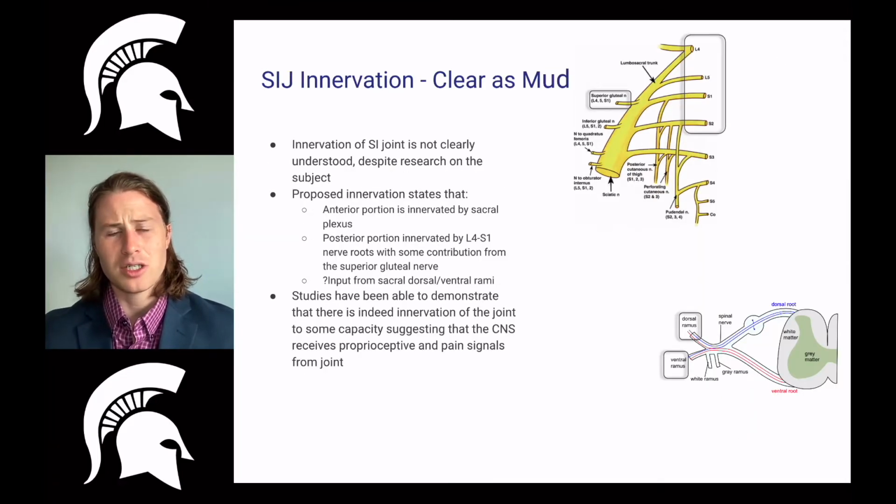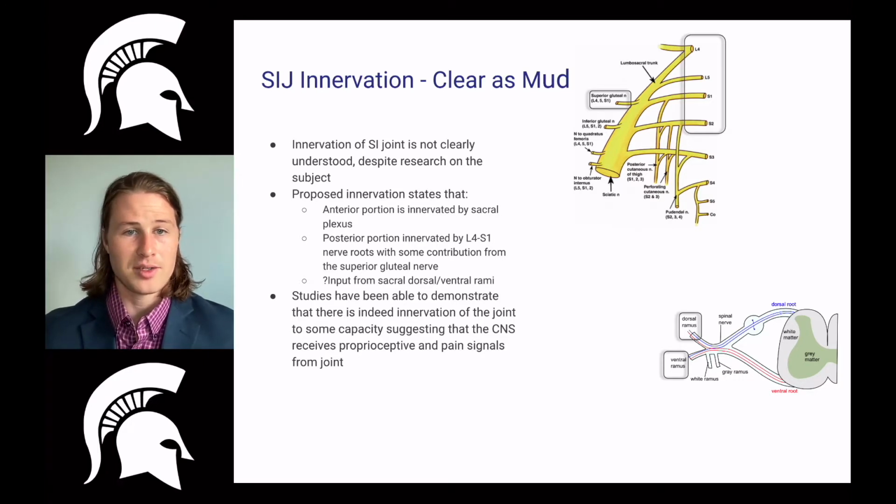SI joint innervation is poorly understood, but it is postulated that the anterior portion is innervated by the sacral plexus, the posterior portion is innervated by L4-S1 nerve roots with maybe some contribution from the superior gluteal nerve, and maybe some input from the sacral dorsal and ventral rami.